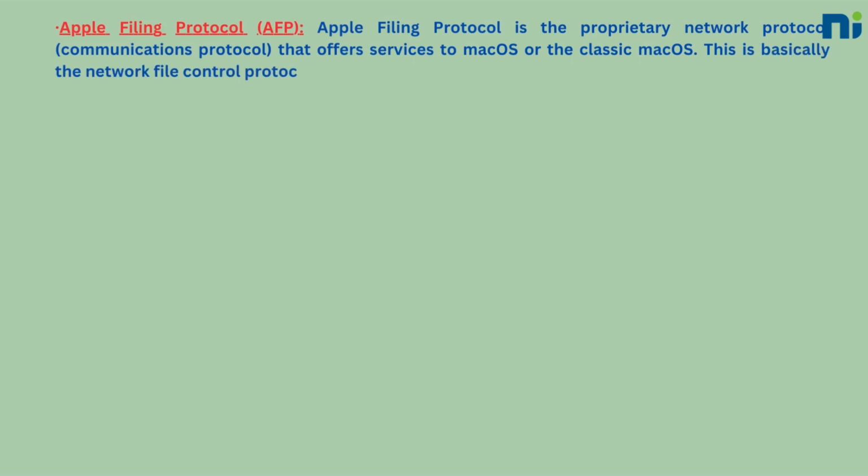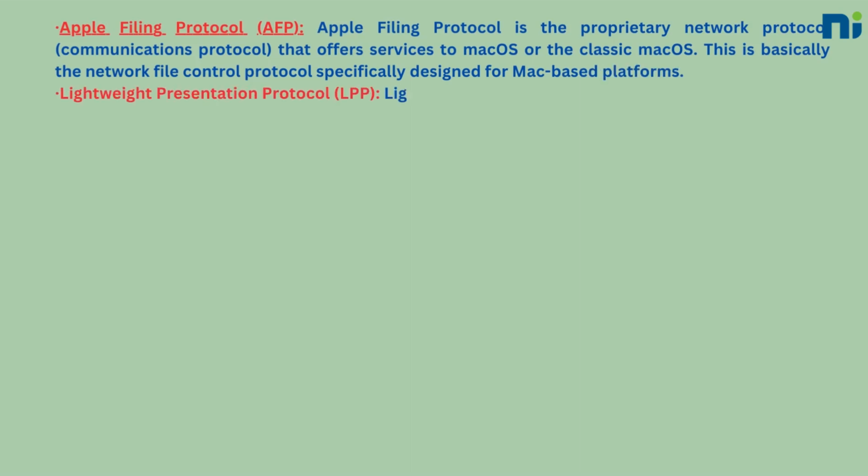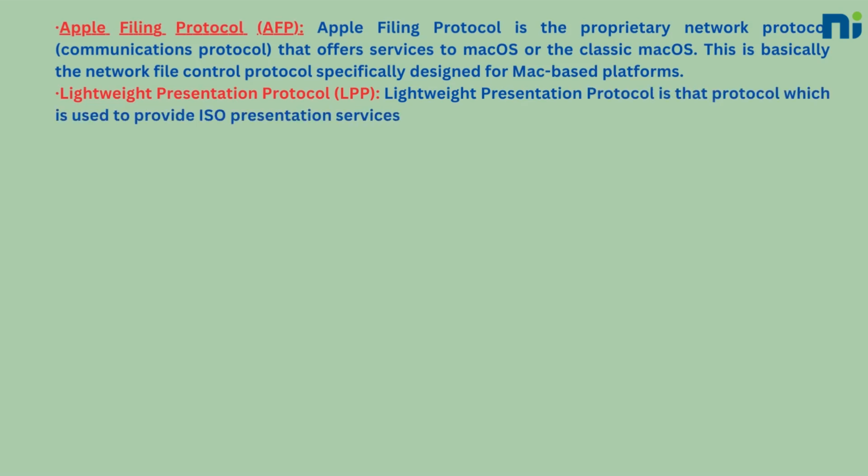Apple Filing Protocol, AFP. Apple Filing Protocol is the proprietary network protocol, communications protocol, that offers services to Mac OS or the classic Mac OS. This is basically the network file control protocol specifically designed for Mac-based platforms. Lightweight Presentation Protocol, LPP. Lightweight Presentation Protocol is the protocol which is used to provide ISO presentation services on top of TCP/IP based protocol stacks.